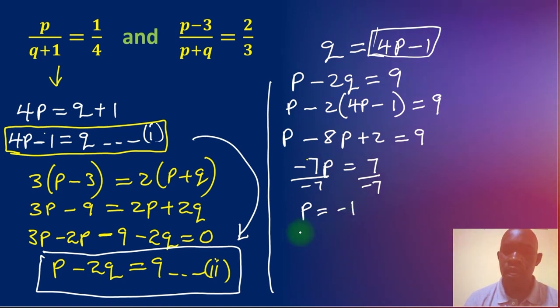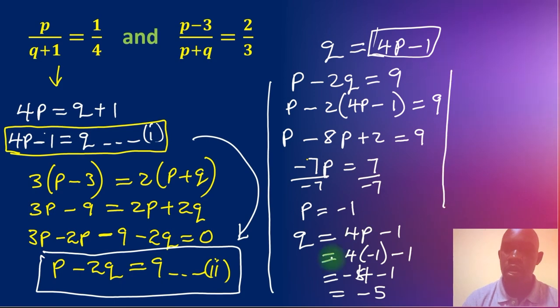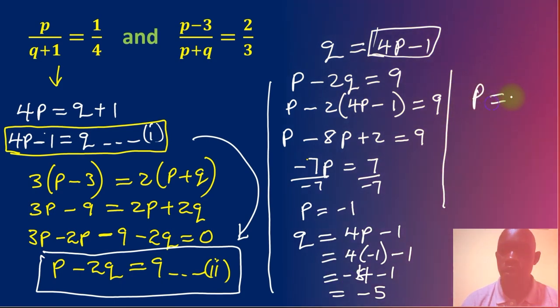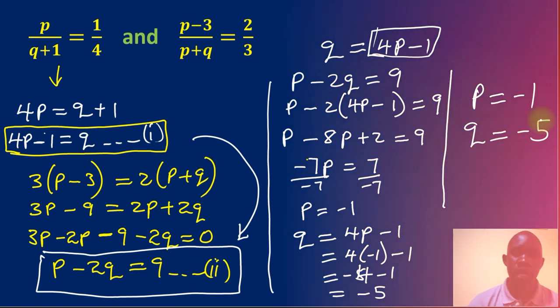Then q will be what? 4p minus 1, and in our case p is minus 1, so 4 times minus 1 minus 1. Therefore this is minus 5, minus 4 minus 1, we get minus 5. Therefore our solution: p is equal to minus 1 and q is equal to minus 5. That's how we solve the simultaneous linear equation.